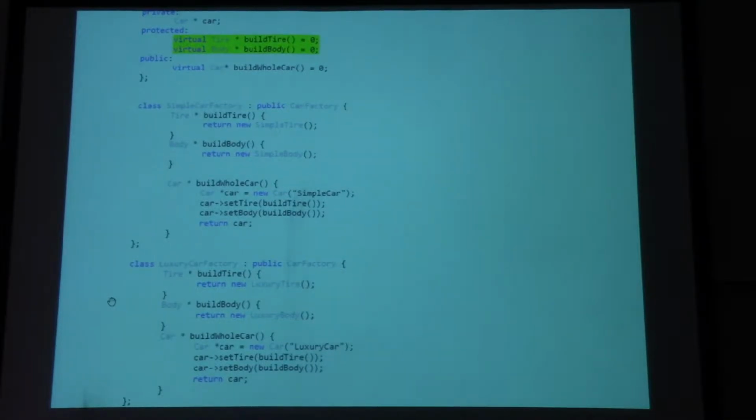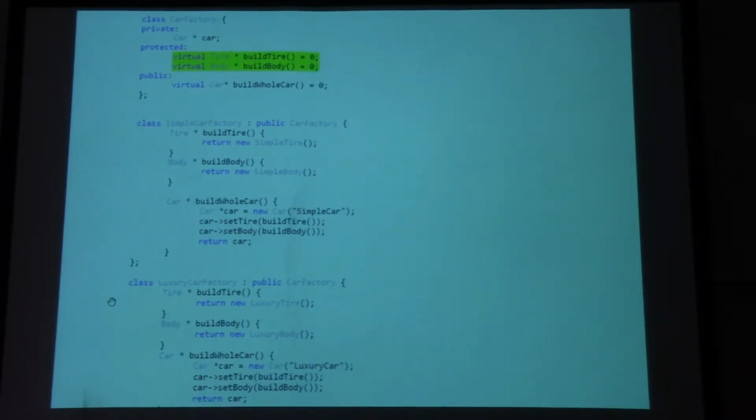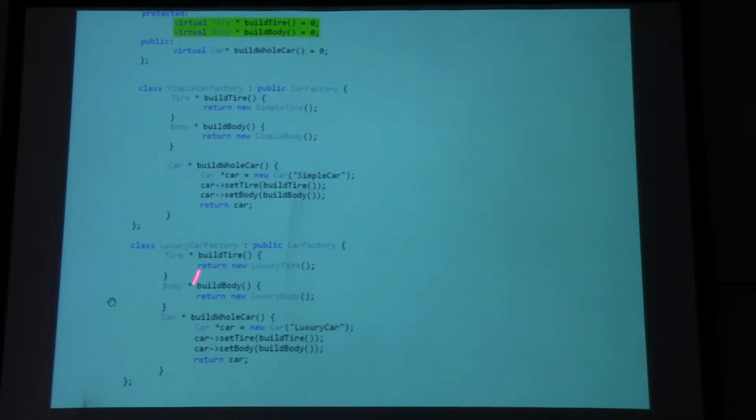And the luxury factory, again, is going to take this abstract factory. We could call this abstract car factory or just car factory. Certainly abstract wouldn't be a bad name. And so the luxury car factory also subclasses car factory and overrides in its own way. So building a tire returns a new luxury tire instead of simple, luxury body instead of simple. And when you build the whole car, it puts the label of luxury car into the car, and then it simply sets the tire of the car to the build tire, and the build tire is going to make sure it's a luxury tire in both cases.